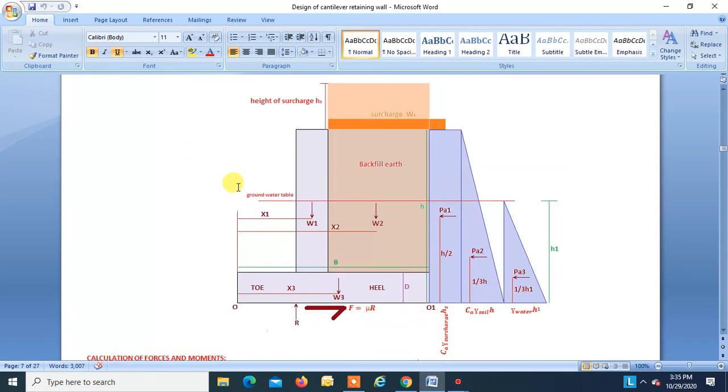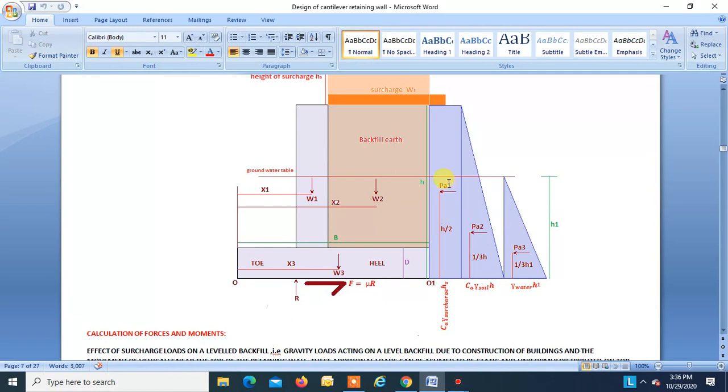Now how to find the distance of the resultant force R from O1. Over here, this is the backfill, this is the surcharge, this is the groundwater table line. We are assuming that the density of surcharge and backfill are the same. This is the pressure diagram due to surcharge, this is due to backfill, and this is due to the water. These three pressures together will cause an overturning moment, and the dead weight of the wall, the surcharge and the backfill will give a resisting moment.